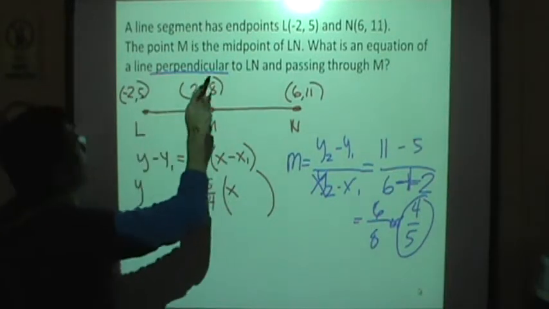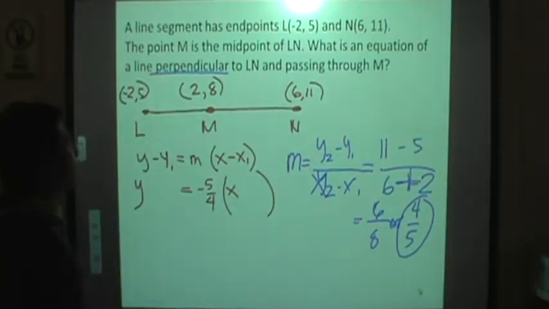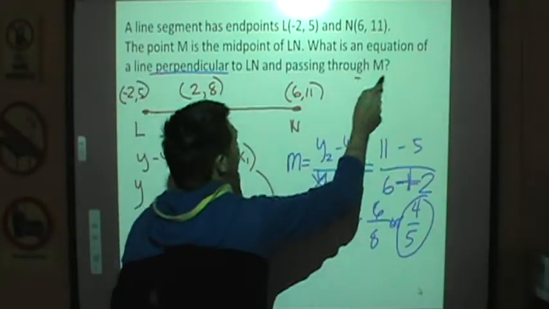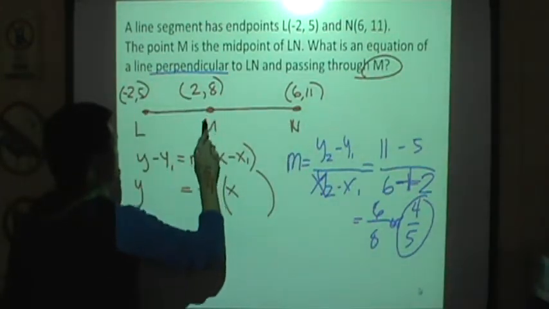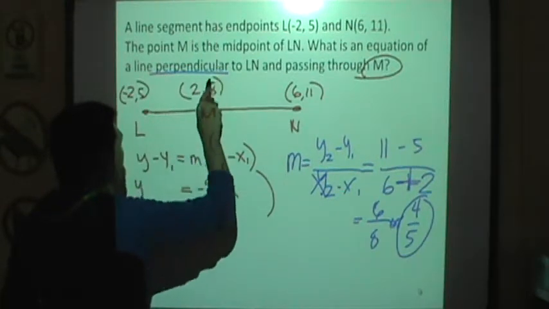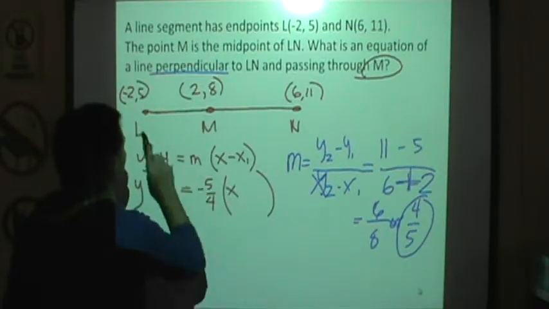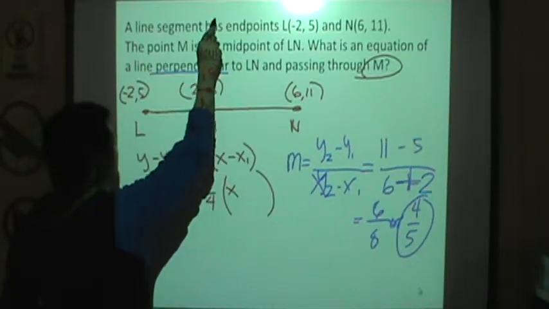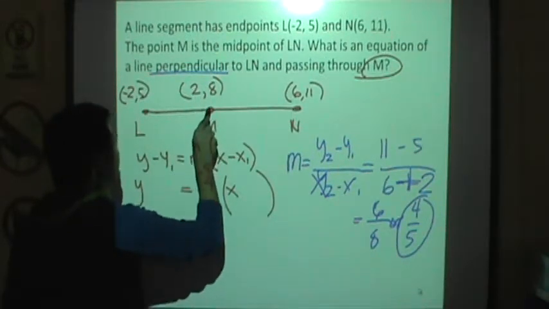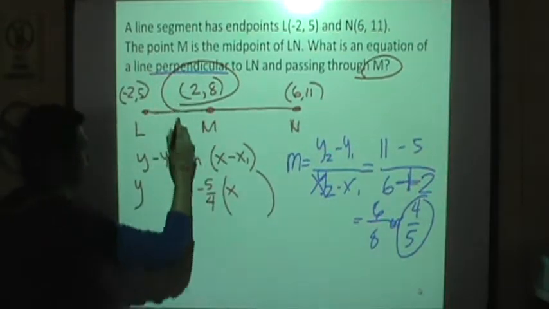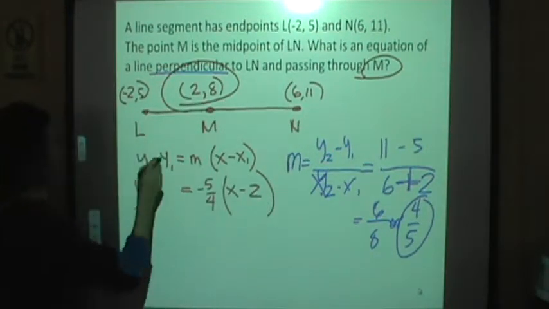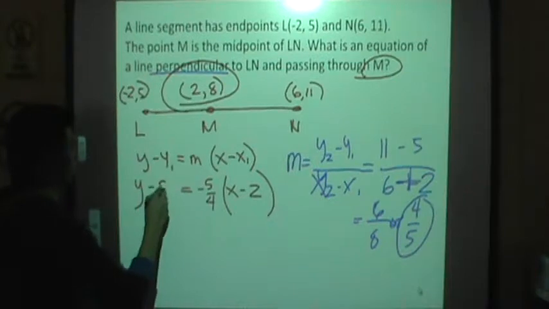Now, where is the line that is perpendicular to L and passing through M? This is your L and that's your M. So it's passing this point. So that means the line is going to be here, perpendicular to L, and it's going to pass point M. That means we are going to use 2 and 8. Your x1 is 2, so minus 2, and then your y1 is 8.